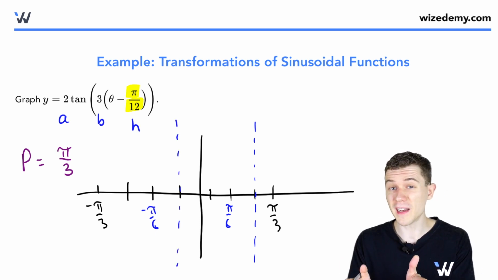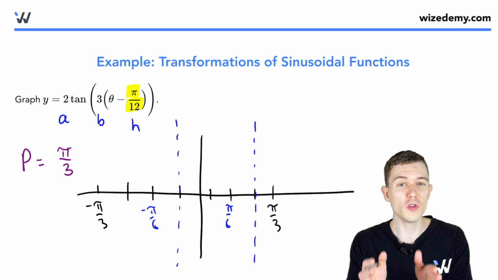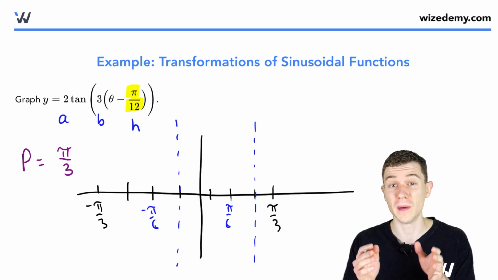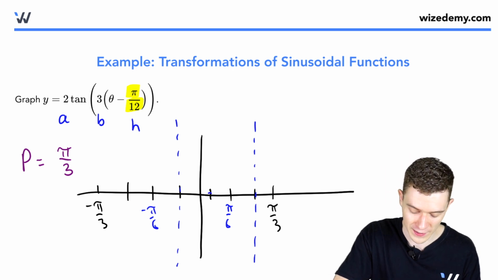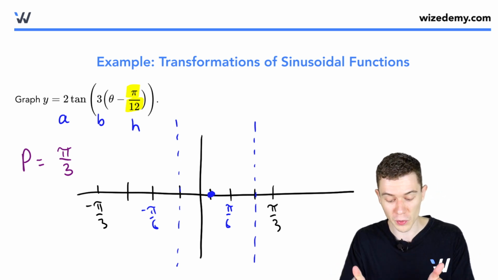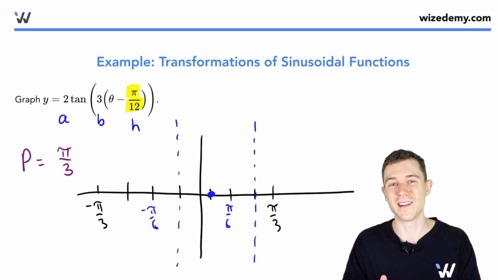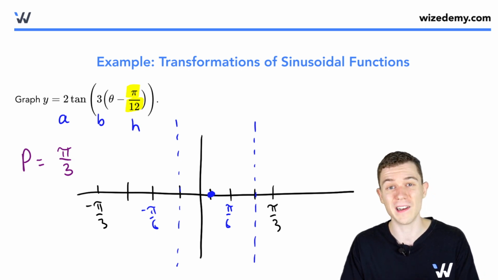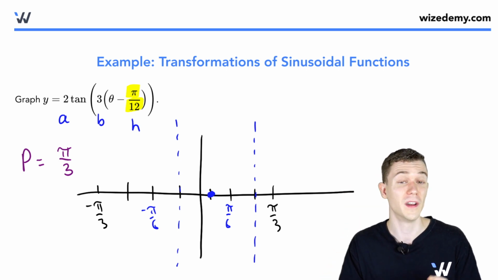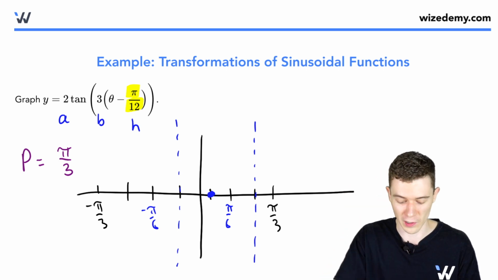Now that we've labeled some asymptotes, the origin is normally an x-intercept for tangent, but that gets shifted as well by pi over 12. So we'll have an x-intercept right here, right in between those asymptotes, and then we can graph it like normal tangent finally. The 2 out front, that a value, that's just going to stretch our tangent, but it doesn't do much in changing the look of our graph.